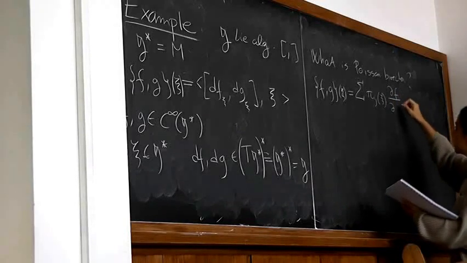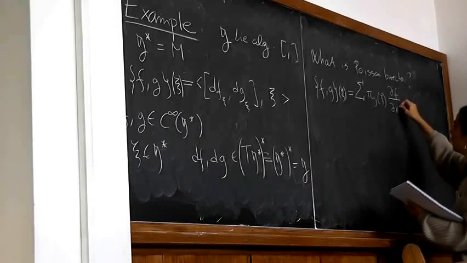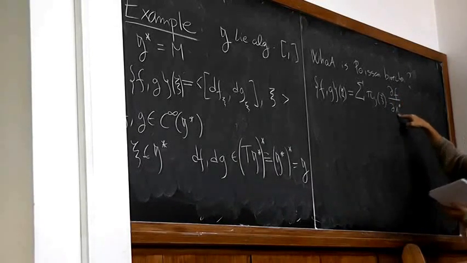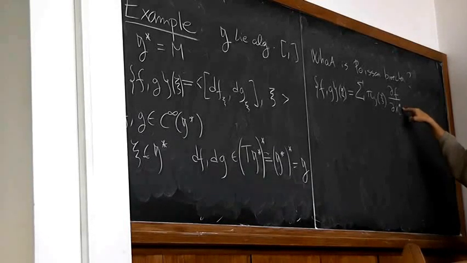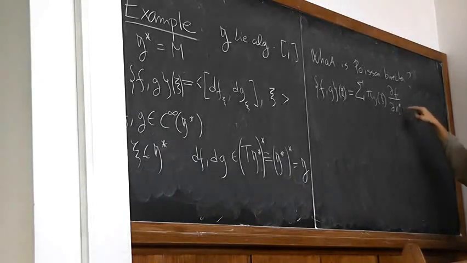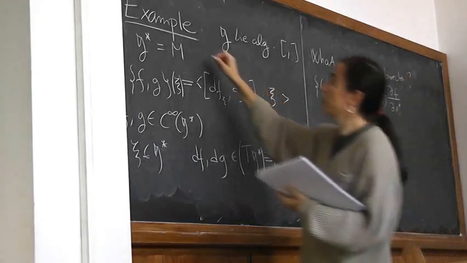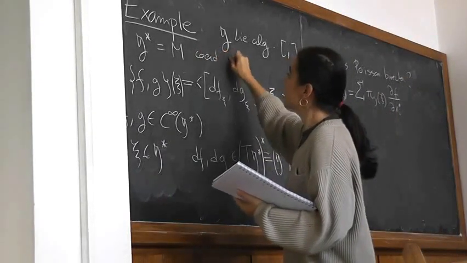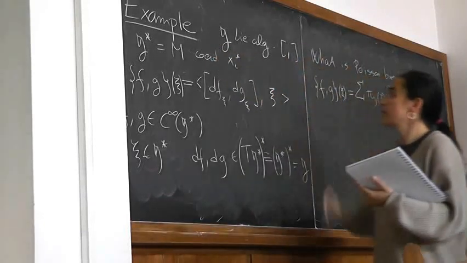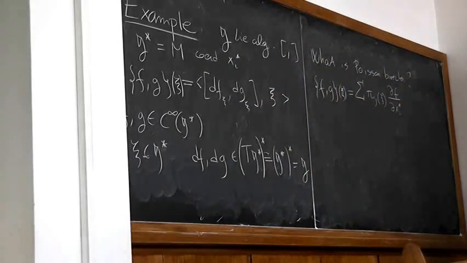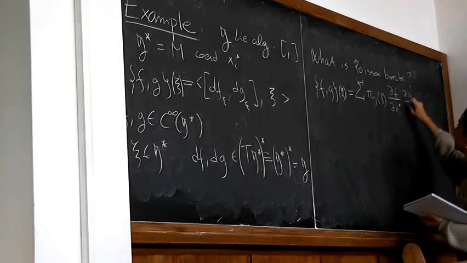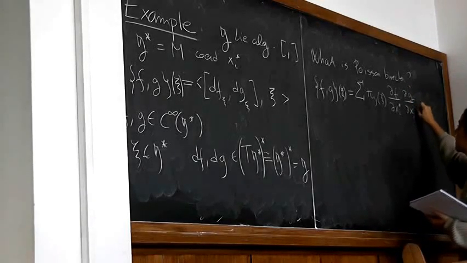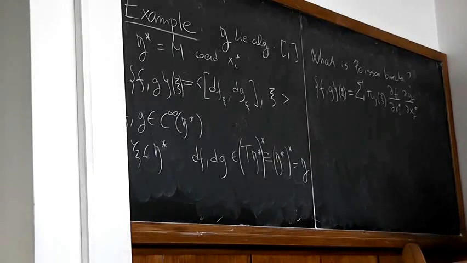So let me call the coordinates on G star xi star. These are the coordinates xi star on this manifold, the global coordinates because it's a vector space. And then dxj star.